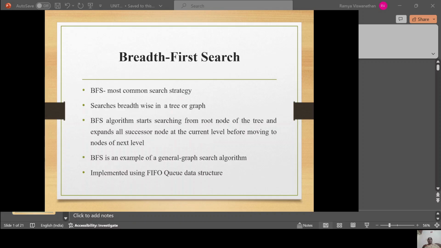So, first one, breadth first search. It is the most common and most efficient strategy. It is implemented with the help of a first in, first out queue data structure, that is a FIFO queue. It will search breadthwise in a tree or a graph. It is an example of a general graph search algorithm. Whenever we have the BFS algorithm, it will start the searching from the root node and traverse or expand towards the successor nodes. Once it reaches the goal node, the iteration will stop.